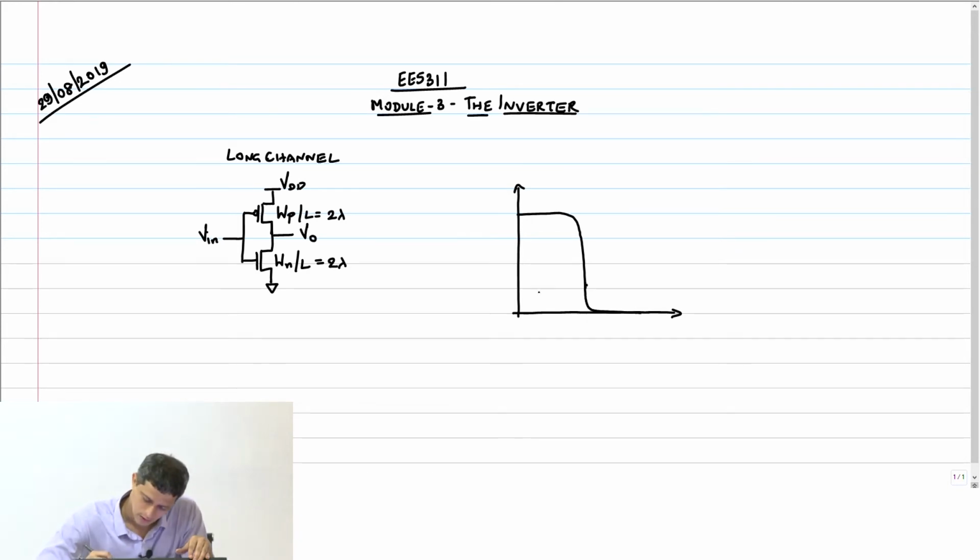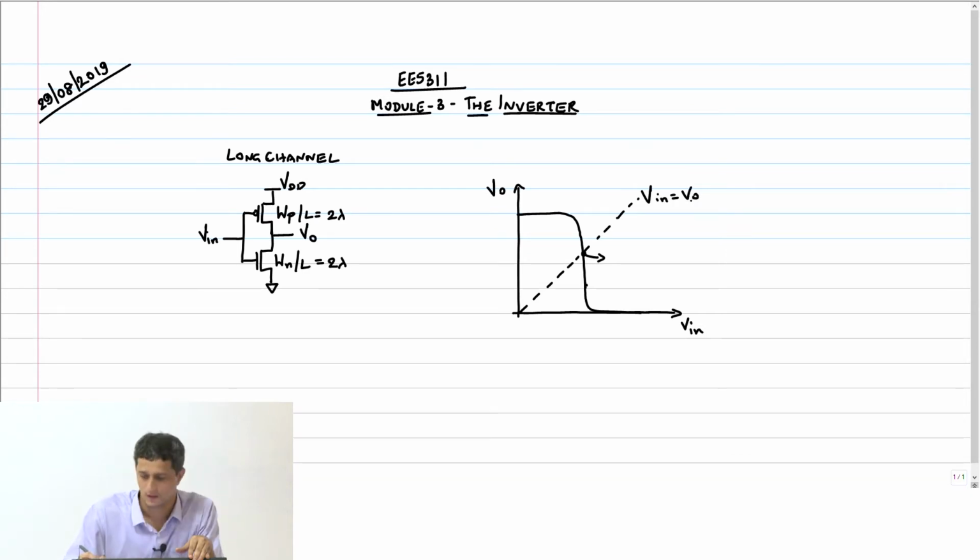And then this is the VTC, right? V out versus V in. And then you plot the V in equal to V out curve here. This point of intersection is, so this is V in equal to V out, right? Or maybe I should call it, yeah, because its y axis is V out equal to V in.